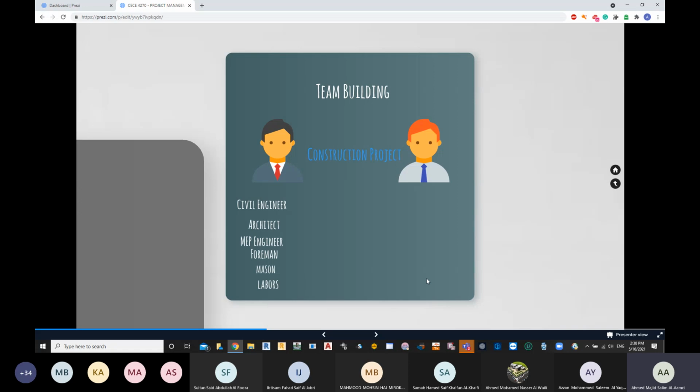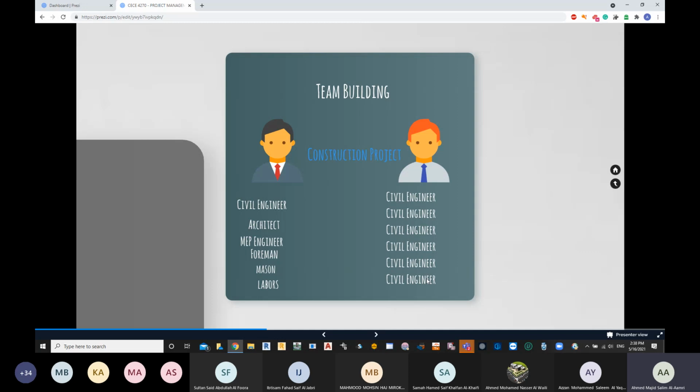Project manager number one brought a civil engineer, an architect, an MEP (mechanical, electrical, and plumbing) engineer, and a foreman. A foreman is like a supervisor. A mason is a person who does the masonry, making the blocks. Then we have laborers. So the first project manager has brought a diverse team. Diverse means different fields. The second one has brought all of them to be civil engineers.